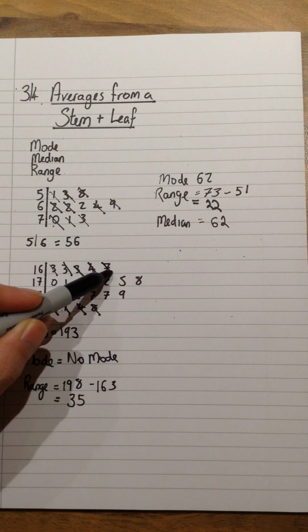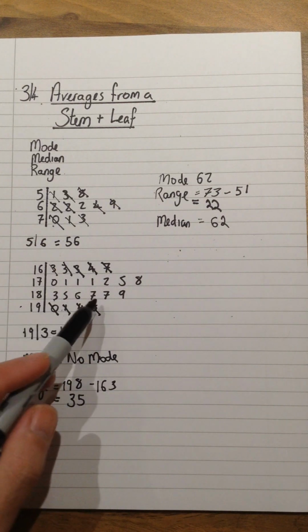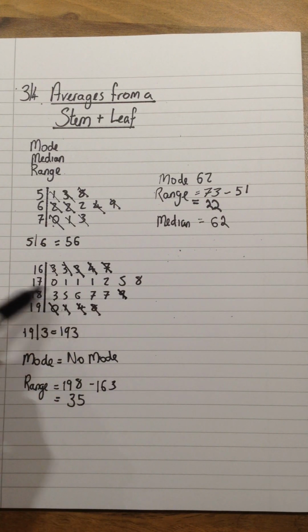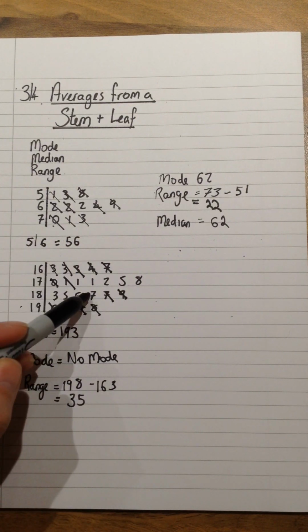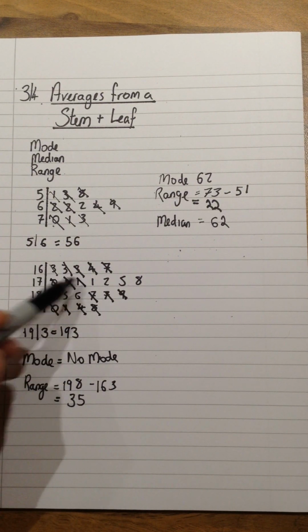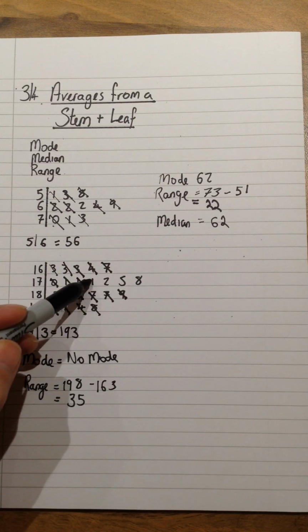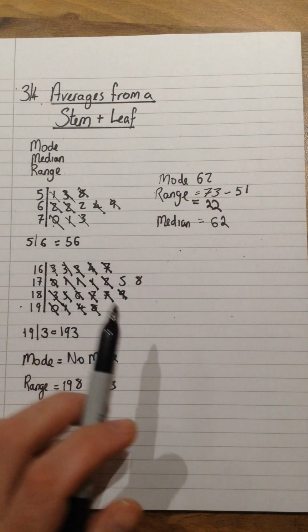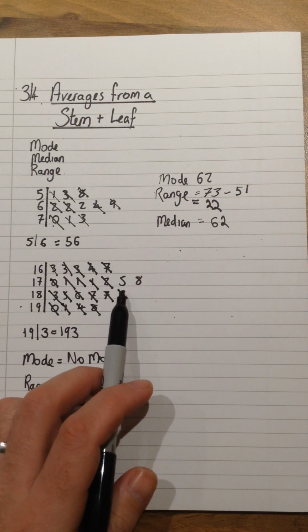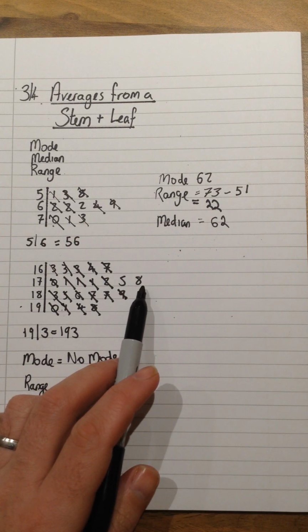So smallest, biggest, now it is at the end of this row. Smallest and biggest. So smallest, biggest. Smallest and biggest. Leaving us two numbers in the middle here, the 5 and the 8.